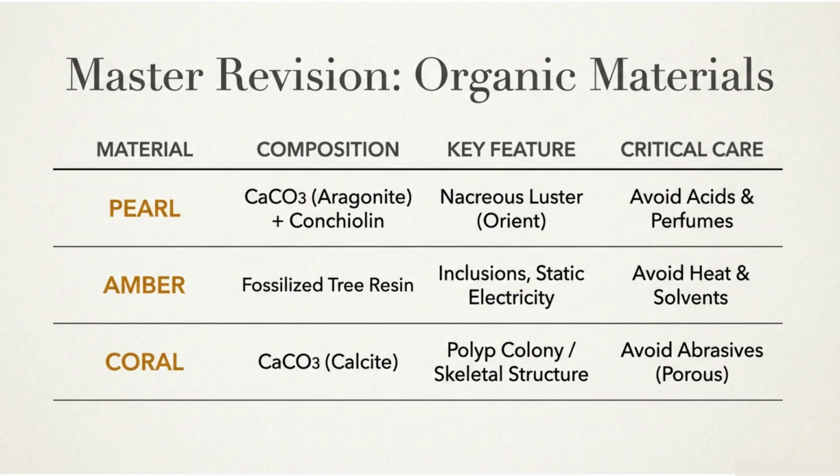Coral composition: CaCO3, calcite, built by polyp colonies. Key feature: skeletal, branching structure. Can be dense, precious, or porous. Critical care: avoid abrasives and acids. Porous varieties stain permanently. If the mineral table was about physics, this one is about biography and first aid. Memorize these 3 lines and you will save many clients from tragic cleaning stories.